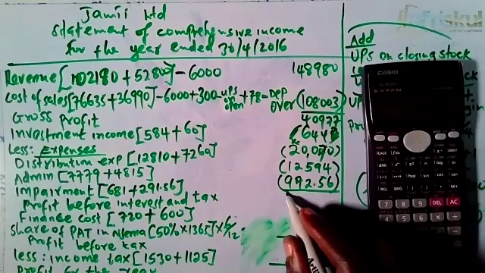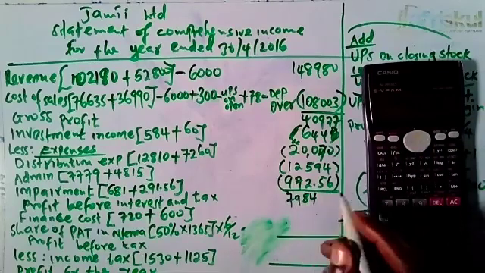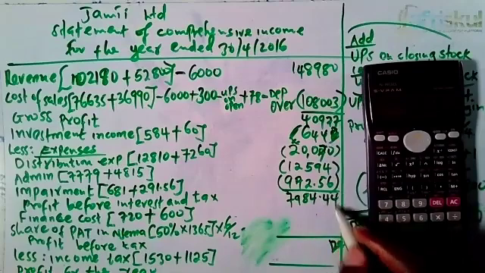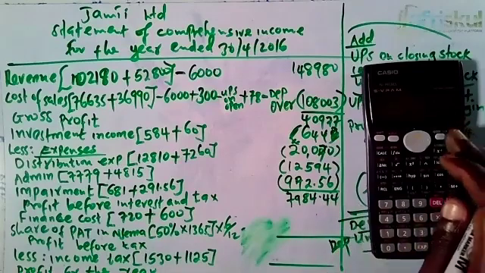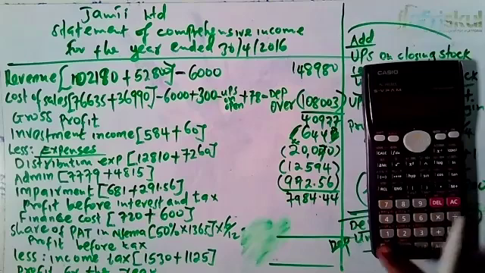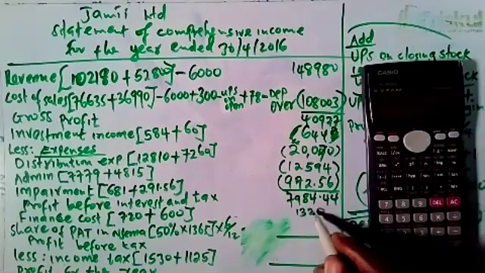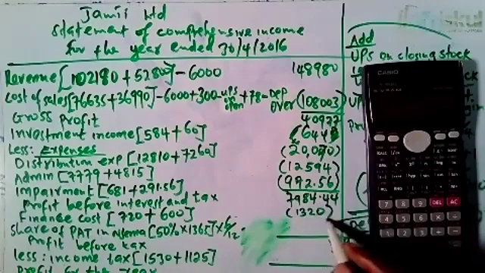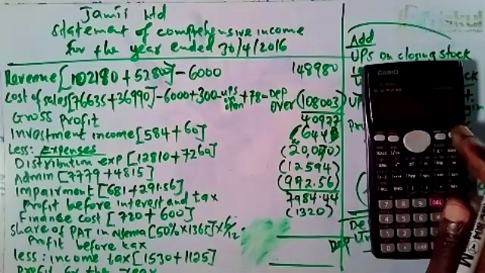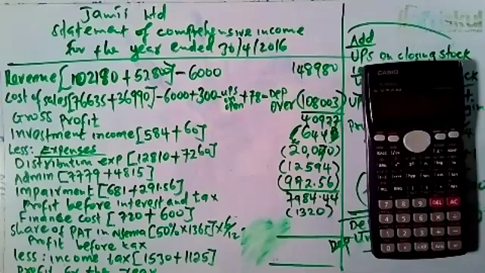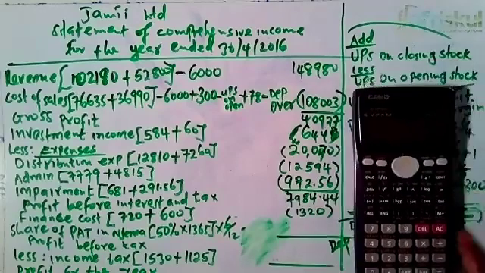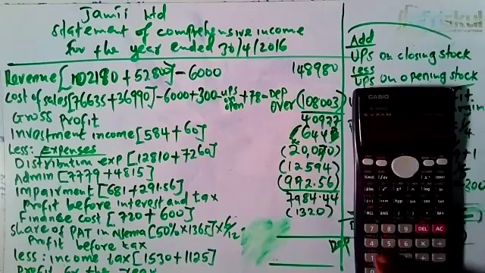$7,984.44. Yes, 7,984.44. 720 plus 600, that is 1,320. Then this one? 6,664.44.